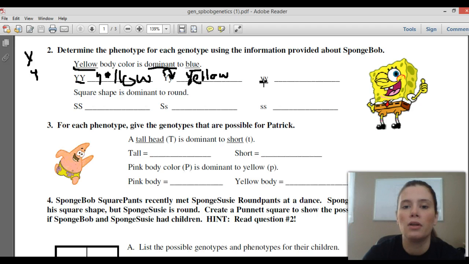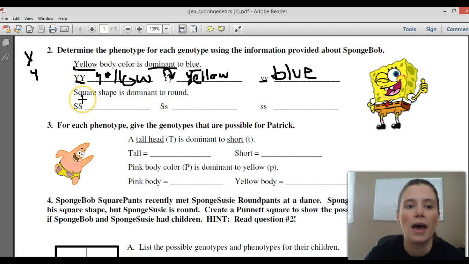Here we have little y, little y, and those are both recessive alleles. So we're actually going to be able to see the recessive trait, which is blue. So remember that you have to have both recessive alleles present to be able to see a recessive trait. So it's going to be blue.